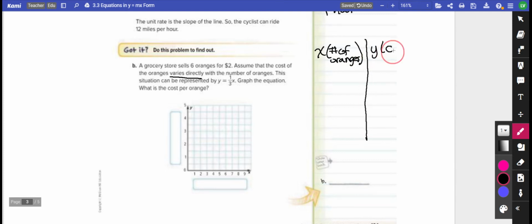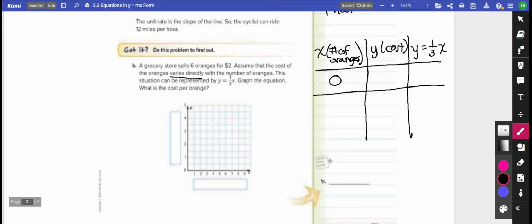Y is going to be the cost. And then we're going to use our equation of y equals 1/3 x. So I'm going to start with 0. If I plug 0 in for my x, that becomes y equals 1/3 times 0, and that gives me the cost of 0.